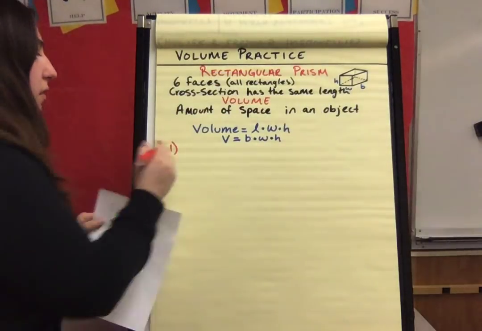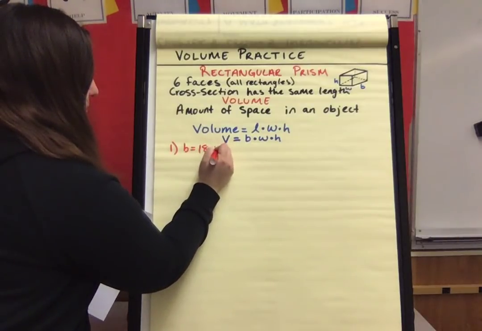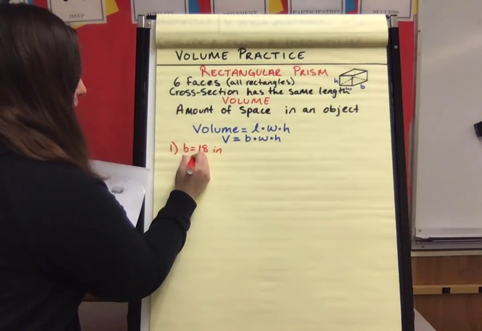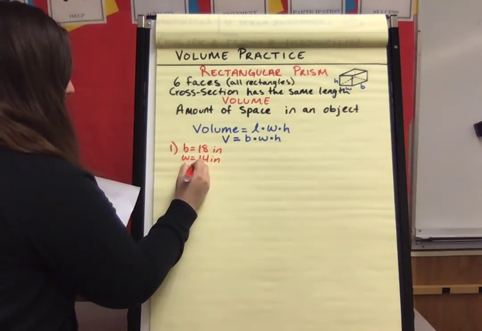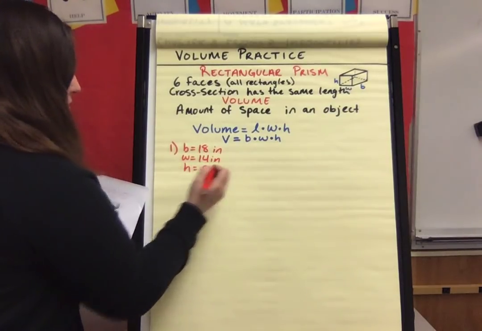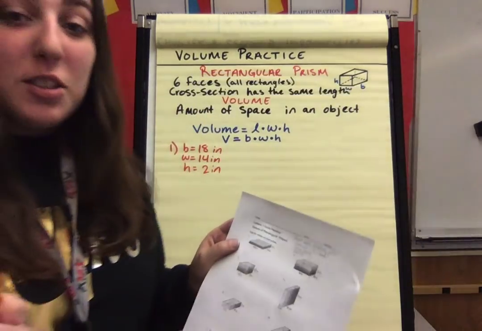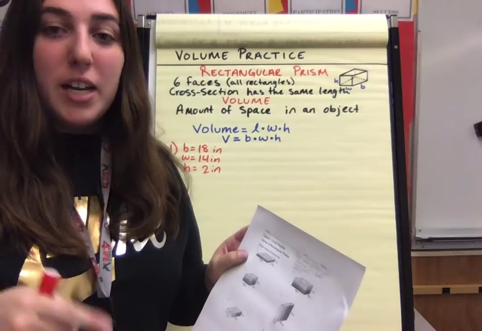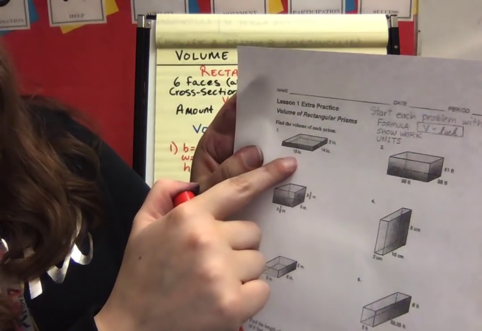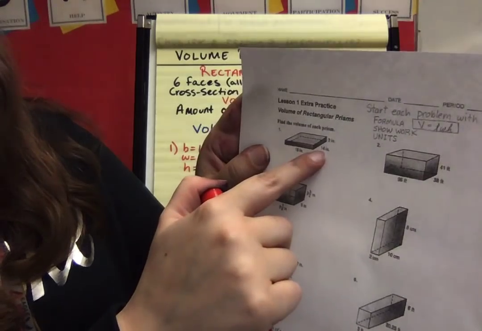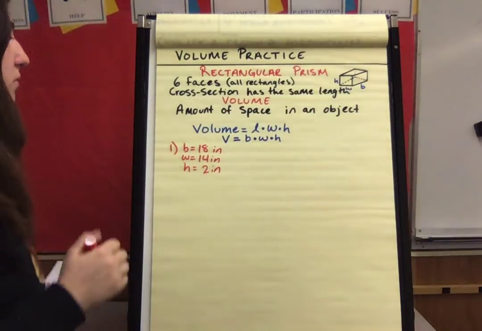So the base is 18 inches. The width is 14 inches. And the height is 2 inches. Again, I got that from over here. I know some of you are fast forwarding at twice the speed, so please don't miss out on this. This is the base, 18 inches. Height is 2 inches. Width is 14 inches.